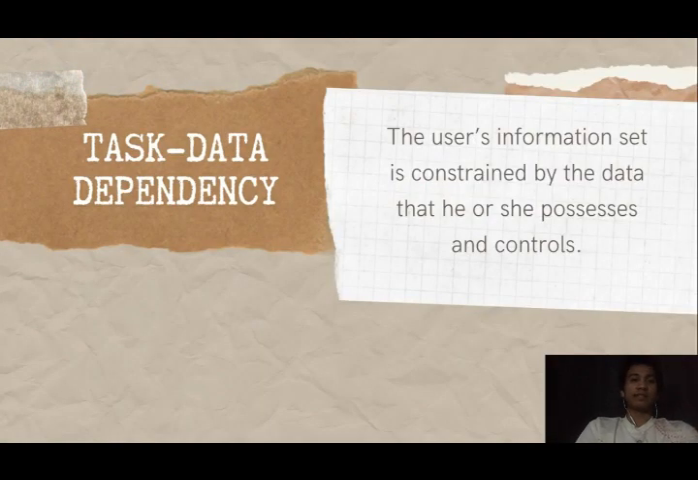The second problem is task data dependency. This refers to the user's inability to obtain additional information as his or her needs change. The user's information is constrained by the data that he or she possesses and controls. In this model, users do not interact as members of a user community. They act independently, and given the environment, it is difficult to establish a mechanism for the formal sharing of data. If data is needed but unbeknownst to the user is located outside the accessible file, the user has to recreate it from scratch. This will of course take time, add to redundancy, and drive data management costs even higher.